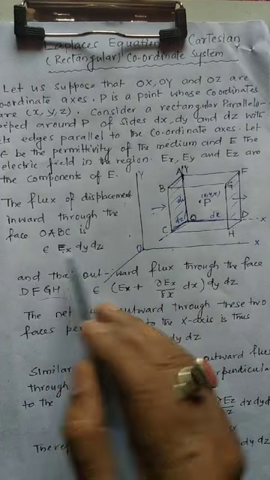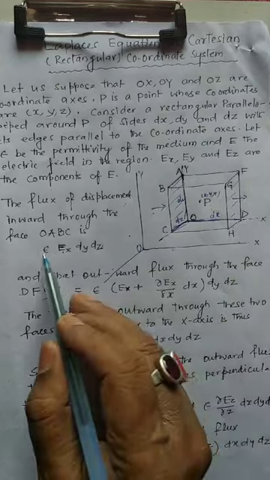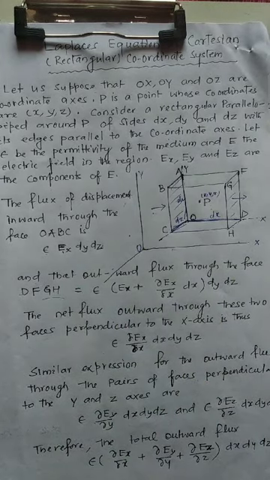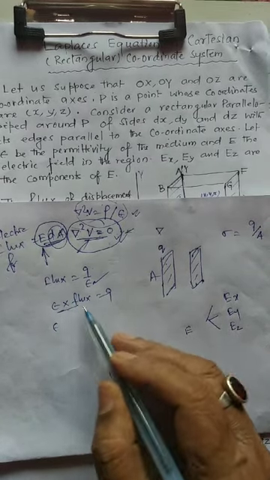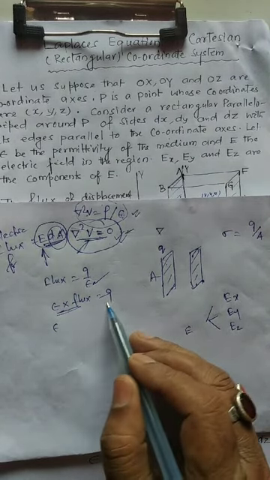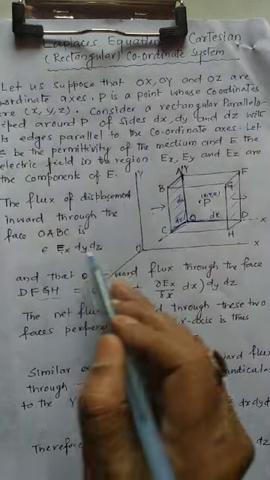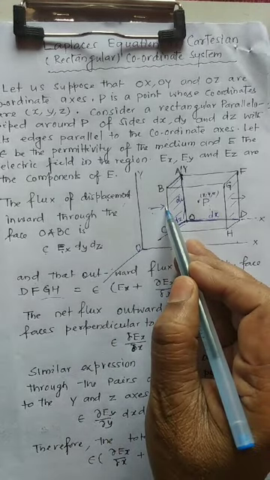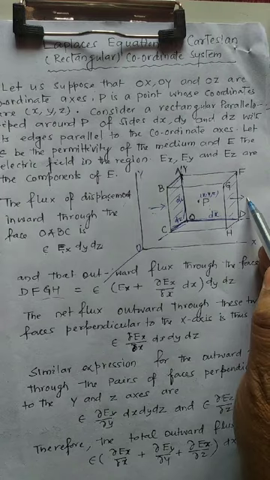E is the electric field along the x-axis. Epsilon is the permittivity, because epsilon into flux is equal to charge. Later we will see that this is equal to charge. So this is the flux which enters here, and now we want to calculate the flux which leaves here.